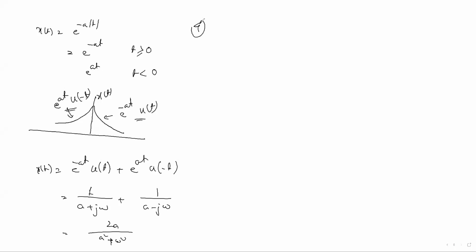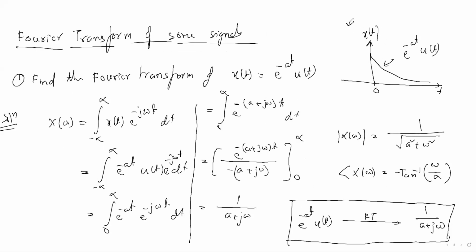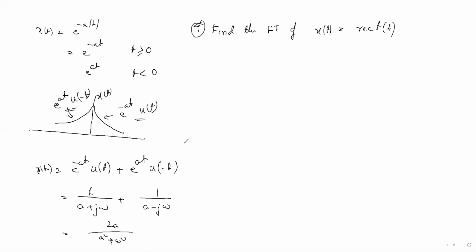So the fourth question is: find the Fourier transform of x of t equal to rect t. Another thing I have said: before going to the Fourier transform, you should check whether the signal satisfies the Dirichlet conditions or not. This signal also satisfies the Dirichlet conditions: the first condition it satisfies, second also, third also.